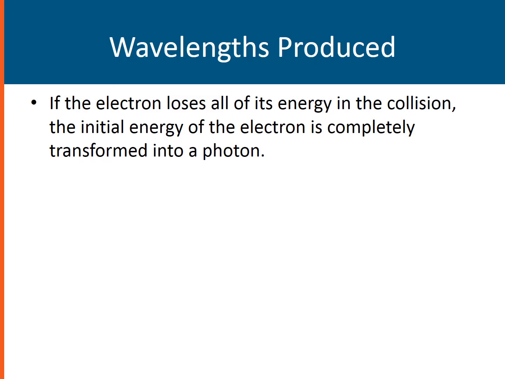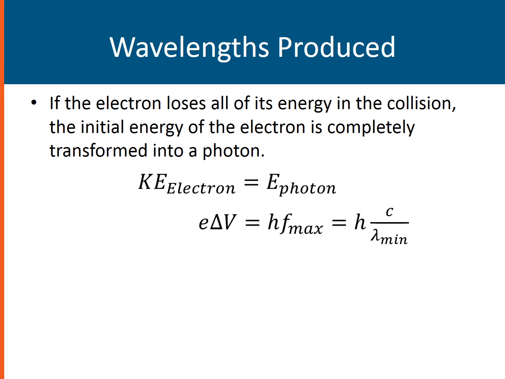If the electron loses all of its energy in the collision, the initial energy of the electron, which happens to be the kinetic energy of the electron, is completely transformed into a photon which has the energy equivalent to hf. Remember that in the previous lesson, the kinetic energy is equal to e multiplied by the stopping potential, and that is equal to the energy of the photon, or hf. And since we're talking about all of the kinetic energy being converted into the energy of the photon, then we will have f maximum, which corresponds to the maximum energy of the photon.